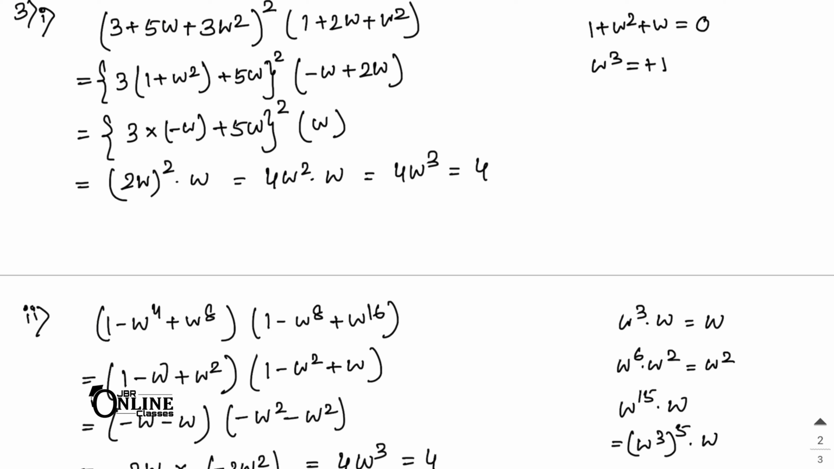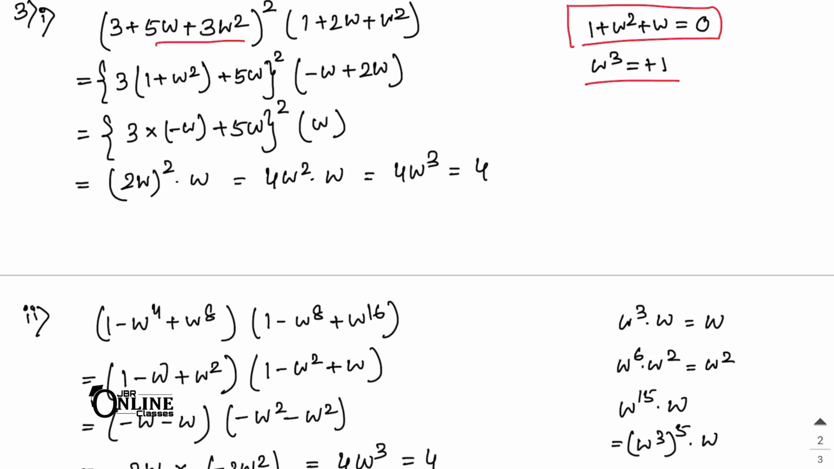If 1, omega and omega square are the cube roots of unity, then evaluate the following: (3 + 5 omega + 3 omega square) whole square, and 1 + 2 omega + omega square. So you know that 1 + omega + omega square equals 0, and omega cube equals 1.